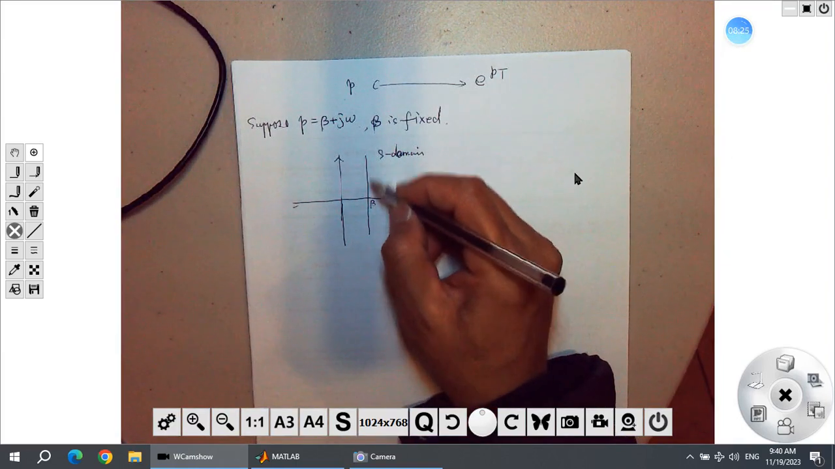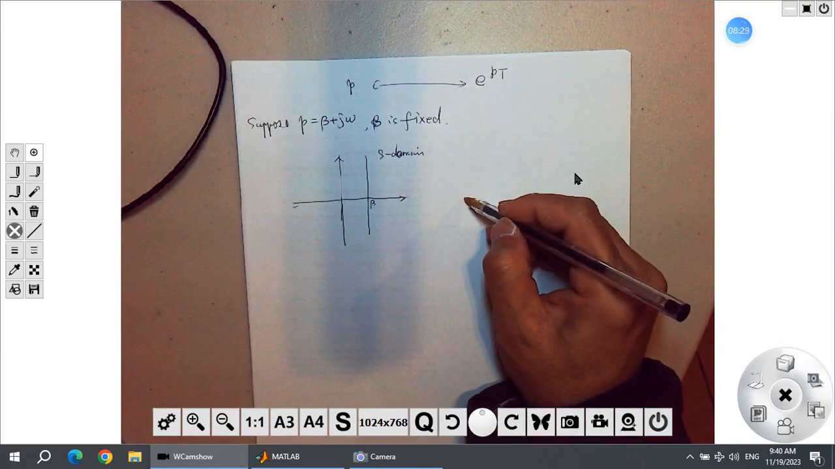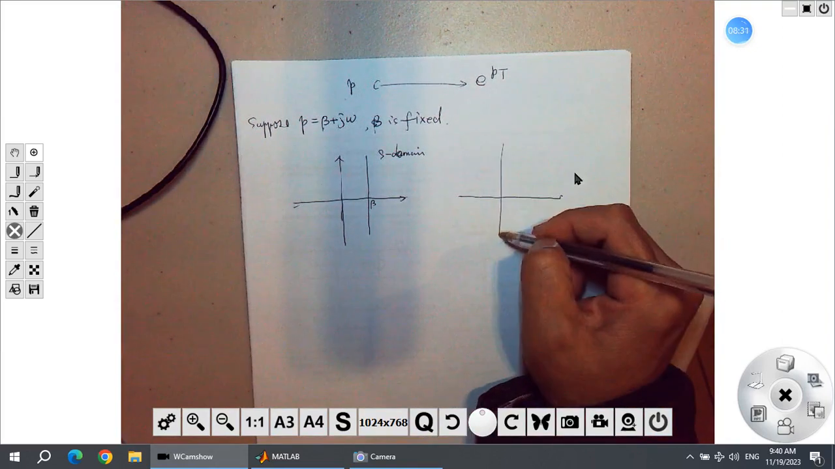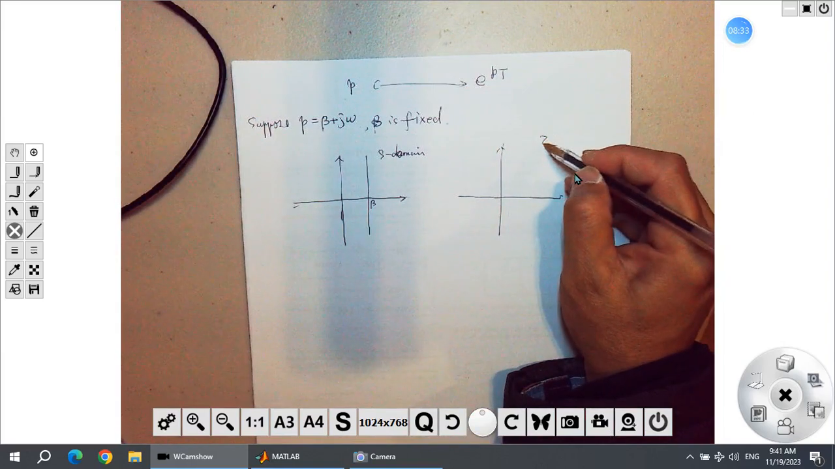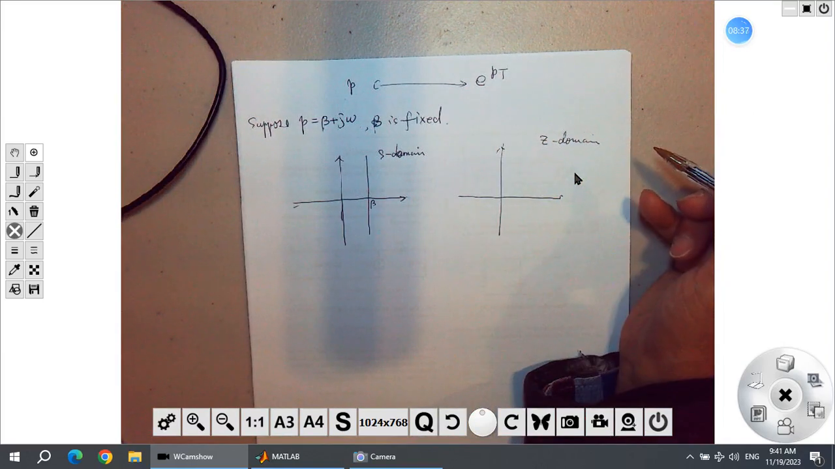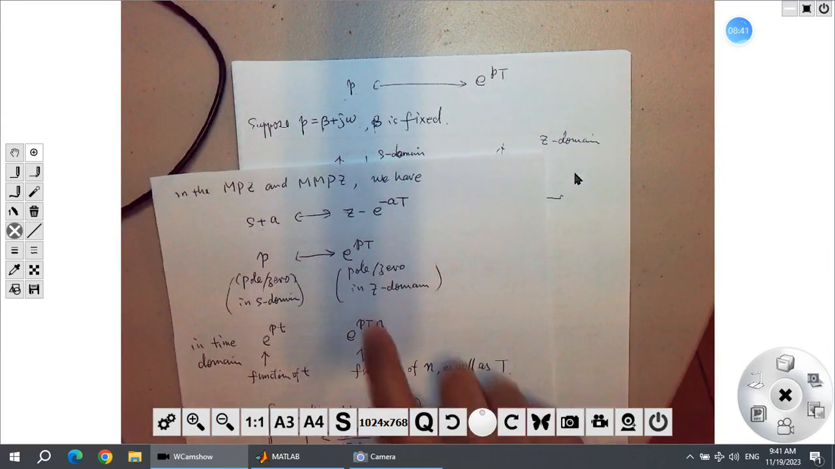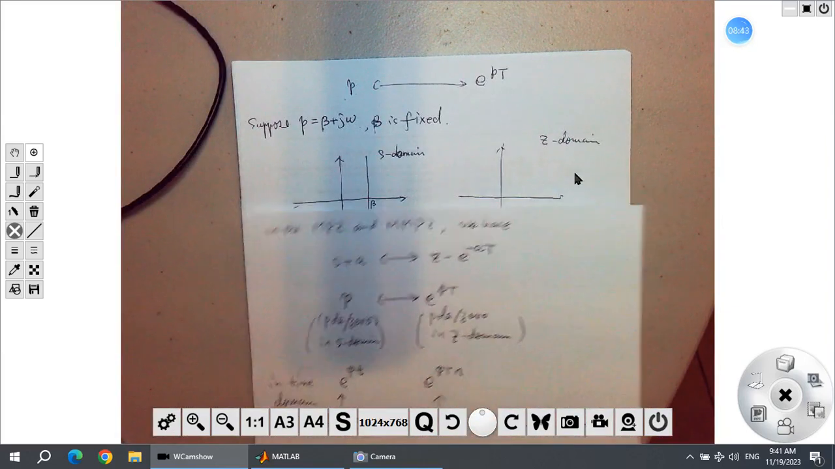When omega changes, you have a straight line. And in the Z domain, what will happen? We just have this, right? We have this one. Oh no, I didn't write here. I'm writing here.